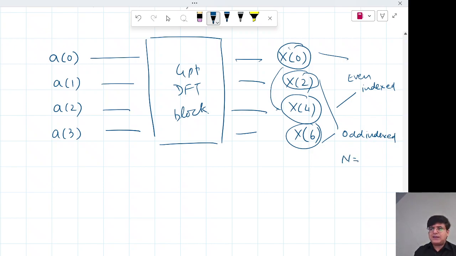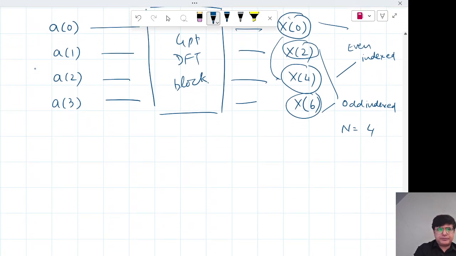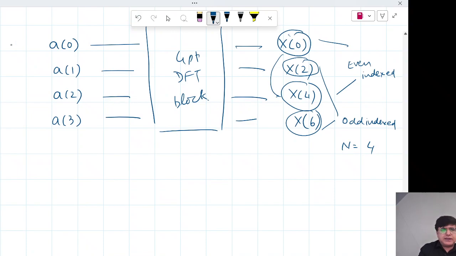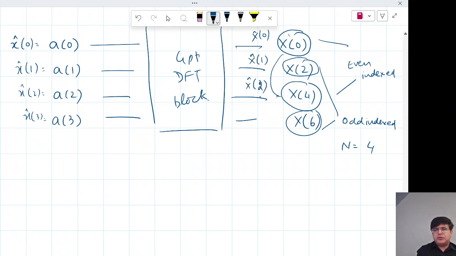And in this case, what is this n? How many points do I have at the input? 4, right? So this n is 4. Clear? I can call this the new input. Let us say x hat of 0 is this one, x hat of 1 is this one, x hat of 2 is this one, and x hat of 3 is this one. And these are the outputs. Capital X hat of 0 will be this one, capital X hat of 1 this one, capital X hat of 2 this one, and capital X hat of 3 this one.